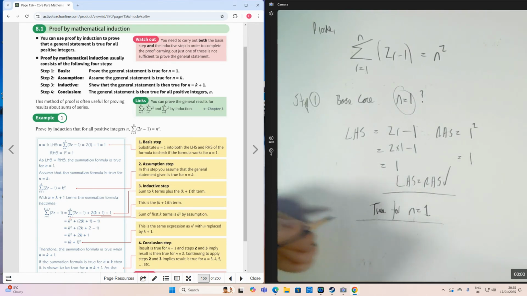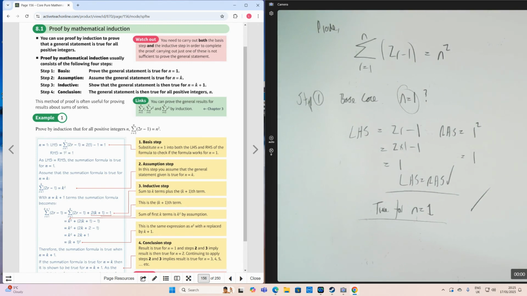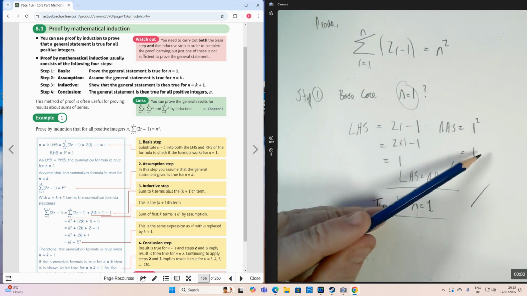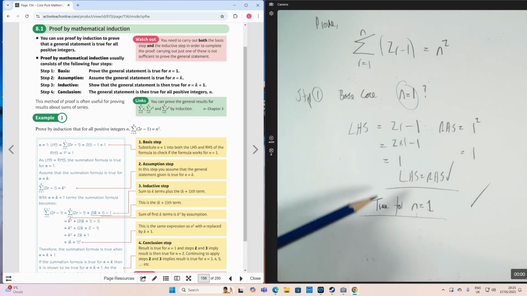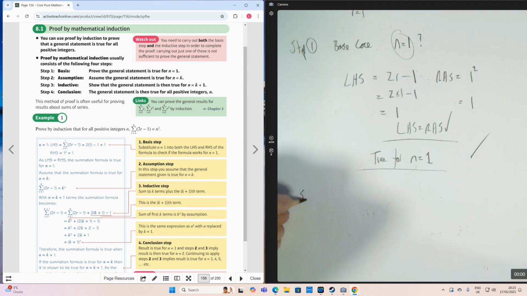Okay, so that's good. We've done our base case. We found out, does the formula work for n equals 1? And we found that when n equals 1, the left-hand side is 1, the right-hand side is 1. So the left-hand side equals the right-hand side. So it works for n equals 1. Okay, now let's do our step 2.